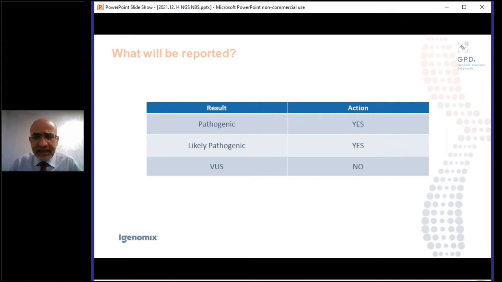Yes, I think ideally we need to report pathogenic and likely pathogenic variants. For variants of uncertain significance, we don't have enough information to say they will have significance. So the important part is the pathogenic and likely pathogenic, where we have enough evidence that this mutation or variant is linked to the disease, and this will be reported.